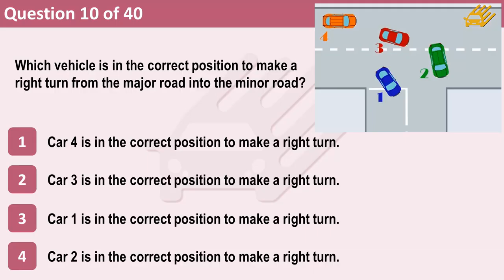Which vehicle is in the correct position to make a right turn from the major road into the minor road? 1. Car 4 is in the correct position to make a right turn. 2. Car 3 is in the correct position to make a right turn. 3. Car 1 is in the correct position to make a right turn. 4. Car 2 is in the correct position to make a right turn.